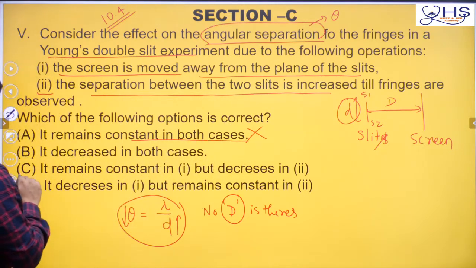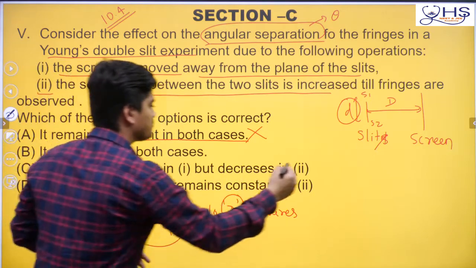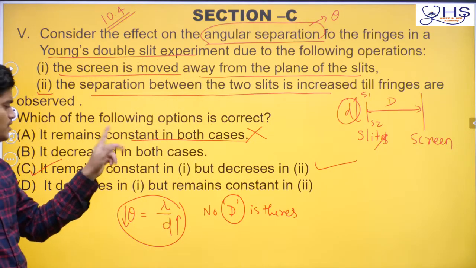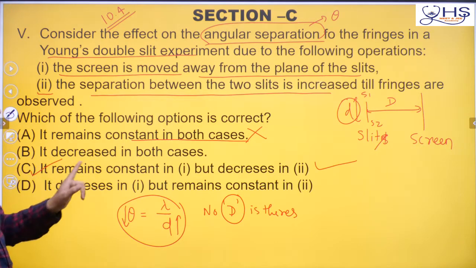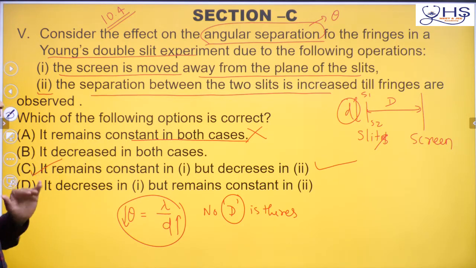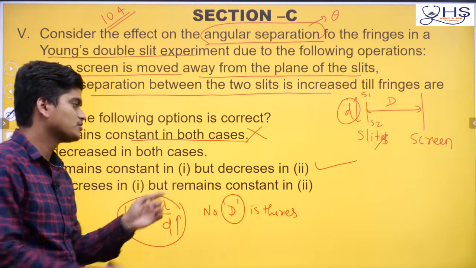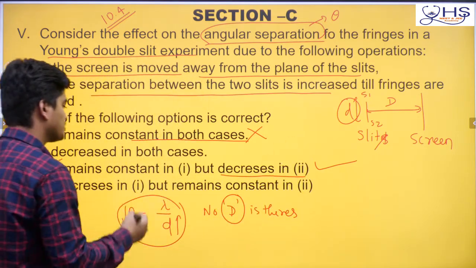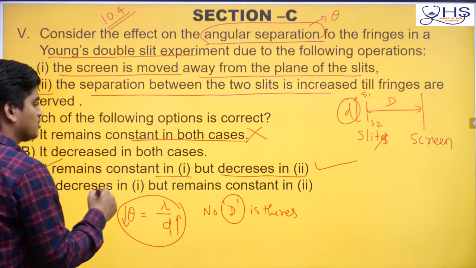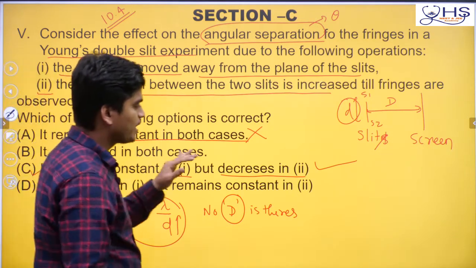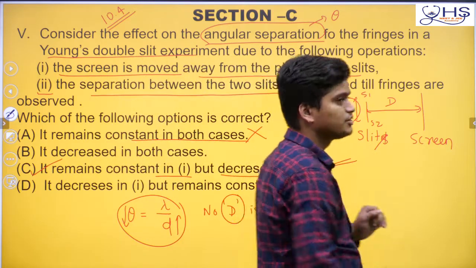So definitely answer C will be correct, because it is an MCQ question. You have two ways to give the answer here: if this will not happen, then this will definitely happen. Or you can remember that if d is increasing, then theta will decrease. So it decreases in the second condition, but remains constant in the first condition. This is the idea you must remember. So here option C will be correct.